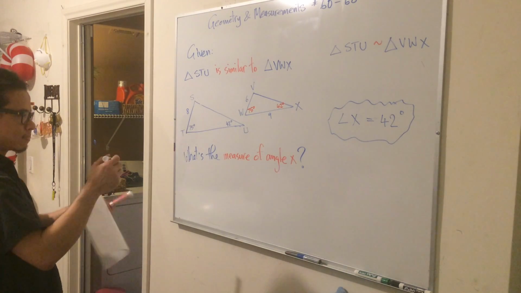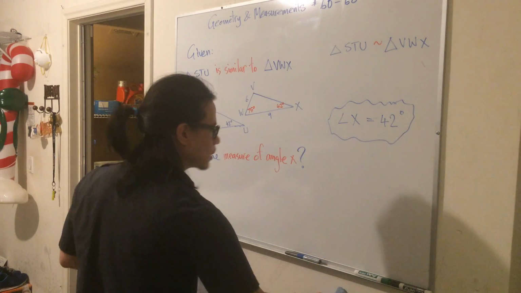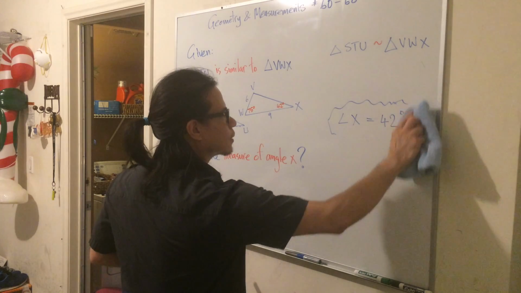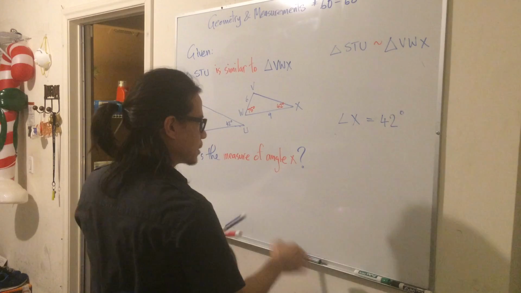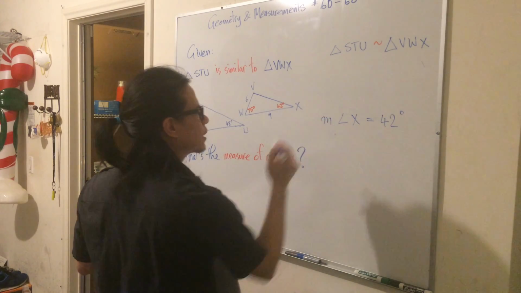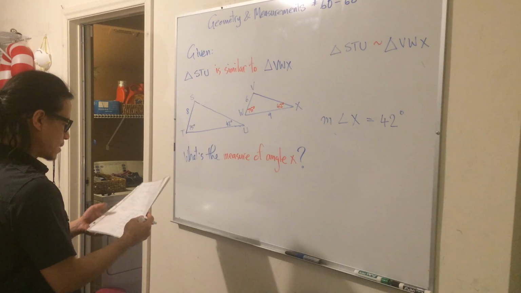Okay? So, to be more precise, you can say the measure of angle X is 42 degrees. I like that. Okay.